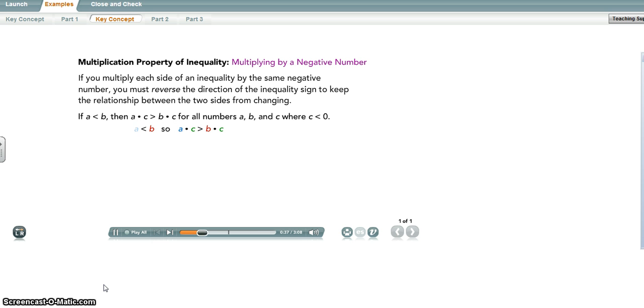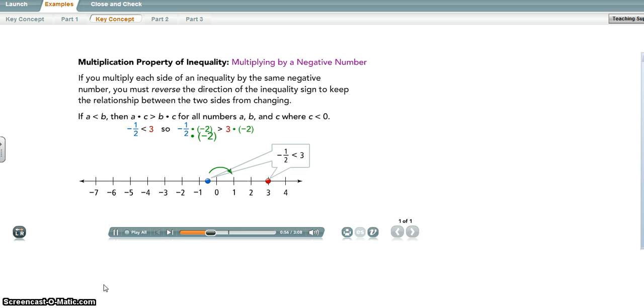For example, let A equal negative 1/2, B equal 3, and C equal negative 2. A number line can help show these relationships. Negative 1/2 is less than 3. If you multiply negative 1/2 by negative 2, you get 1. If you multiply 3 by negative 2, you get negative 6. 1 is greater than negative 6.